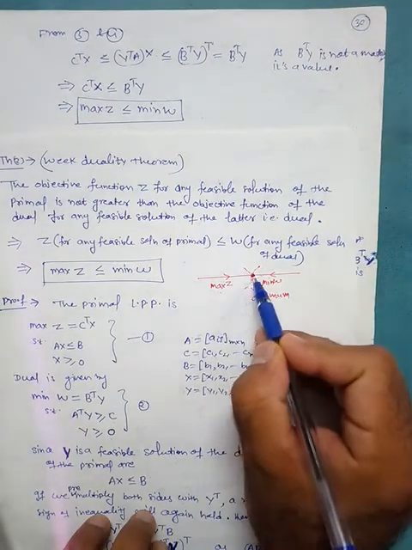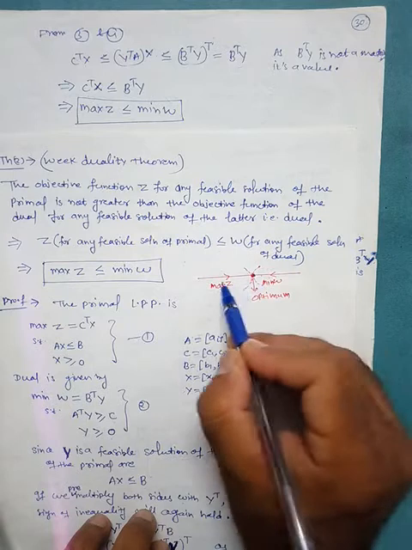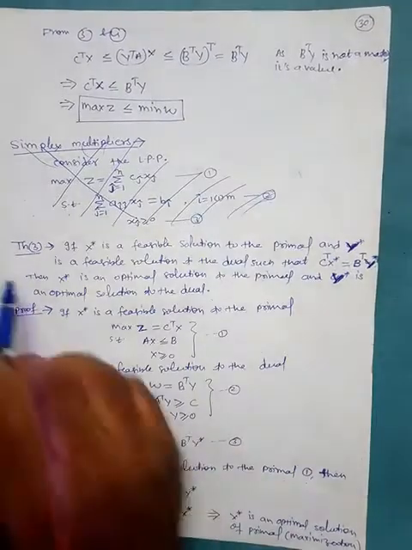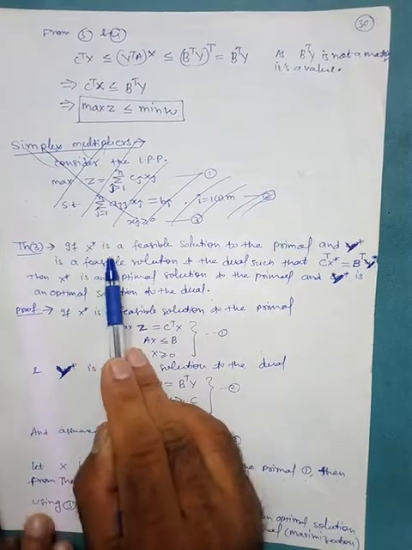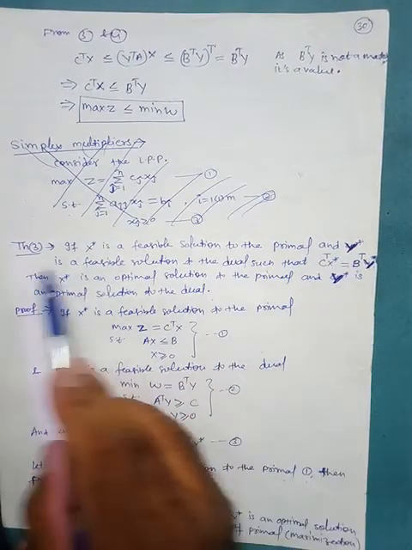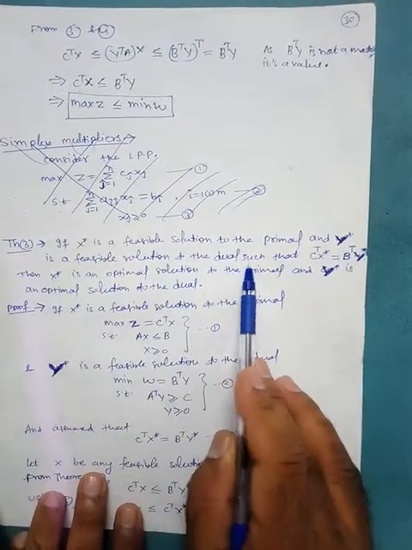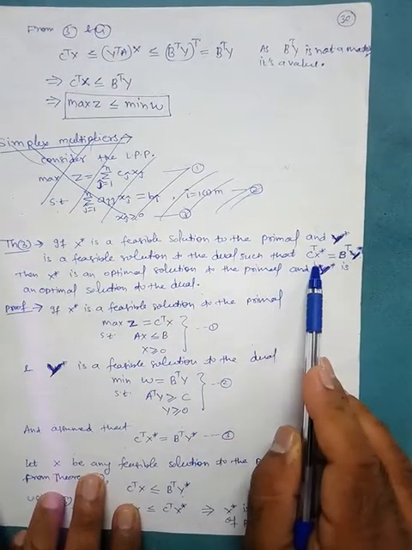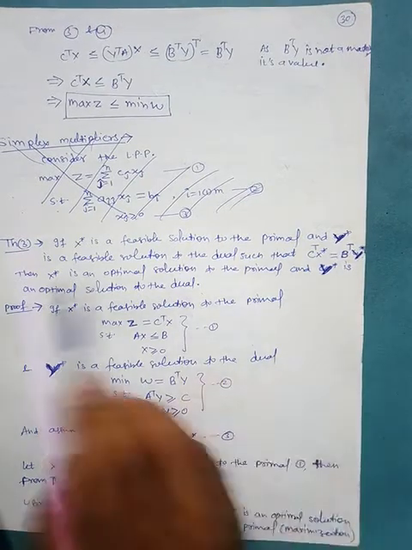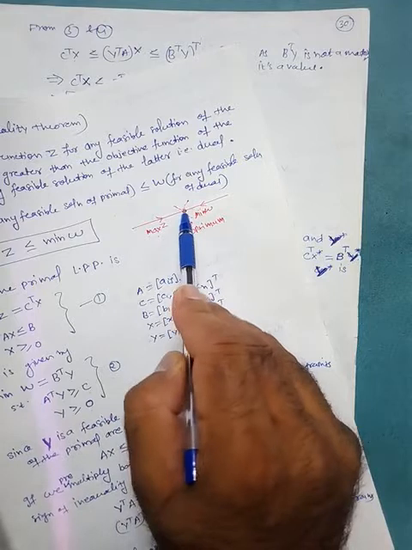अगर ऑप्टिमम होगा एक्स स्टार कोई सॉल्यूशन तो दोनों सेम हो जाएंगे. यहां लेस देन है तब इक्वालिटी आ जाएगी. दिस इज द थर्ड थ्योरम. सो इफ एक्स स्टार इज अ फिजिबल सॉल्यूशन टू द प्राइमल एंड वाई स्टार इज अ फिजिबल सॉल्यूशन टू द डुअल सच दैट सी ट्रांसपोज एक्स स्टार इज इक्वल टू बी ट्रांसपोज वाई स्टार, दैट मीन्स बोथ आर सेम, बैलेंस, दोनों सेम हो जाए.